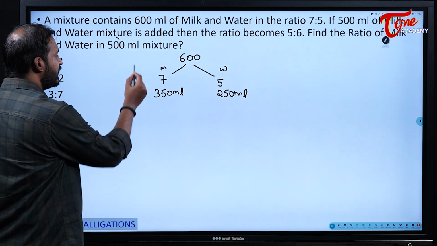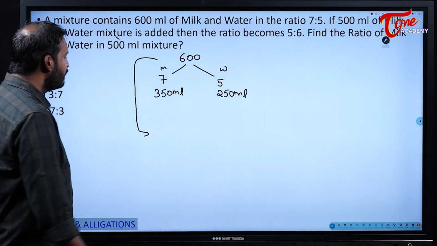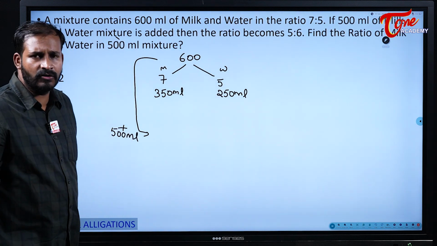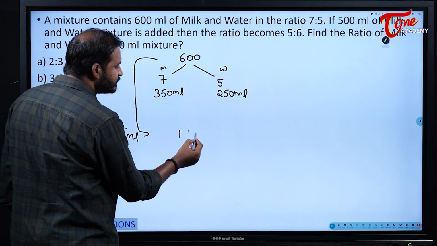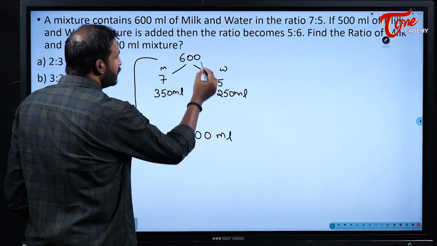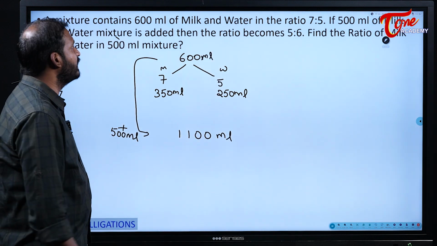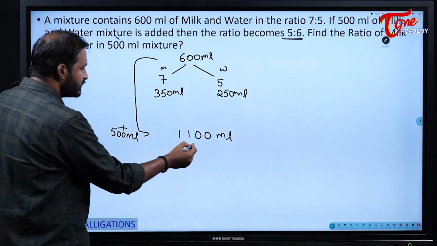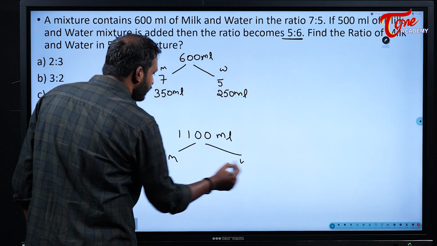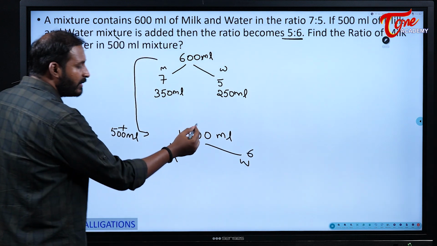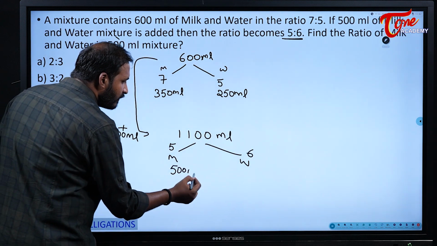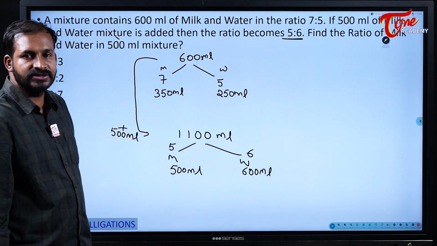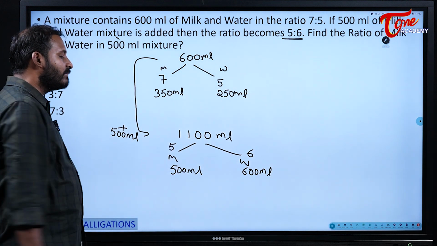Now, to this 600 ml, we are adding 500 ml of mixture. We don't know what it is. Then the quantity will become 1100 ml. In this 1100 ml, the ratio of milk and water is 5:6. So what will be my milk portion here? 500 ml. What will be my water portion here? 600 ml. Why? Because milk and water are in the ratio of 5:6. So 1100 ml, 500 ml.